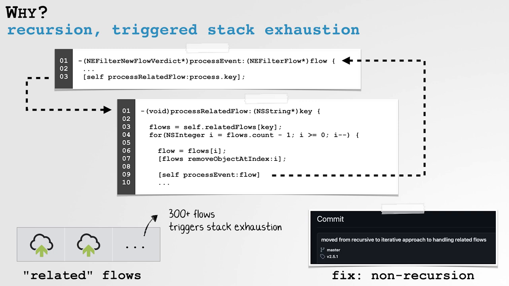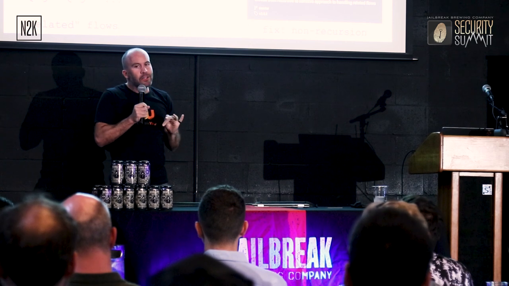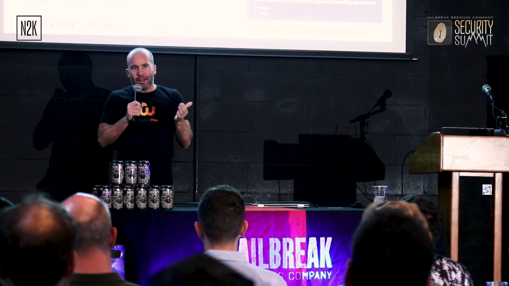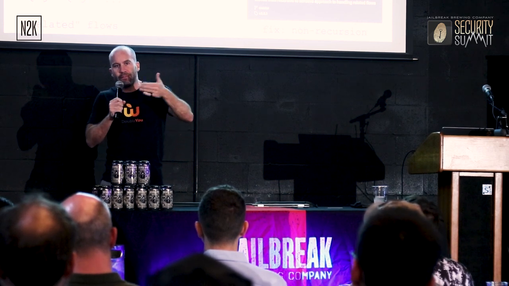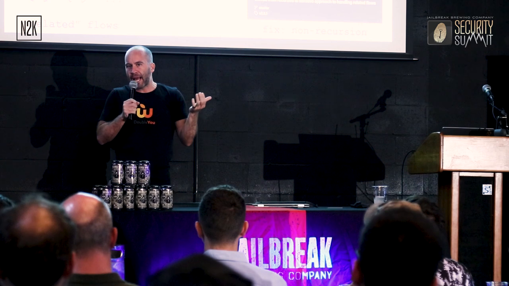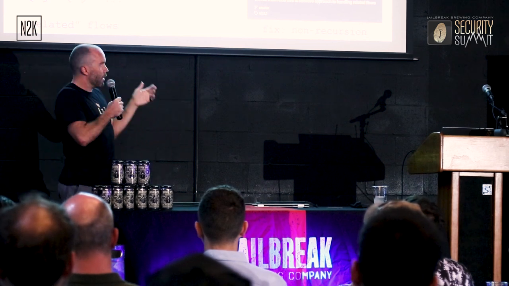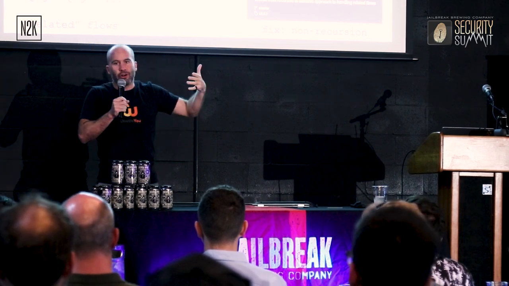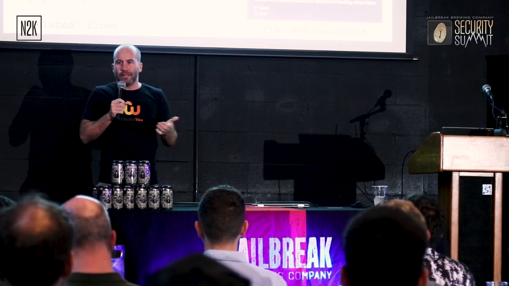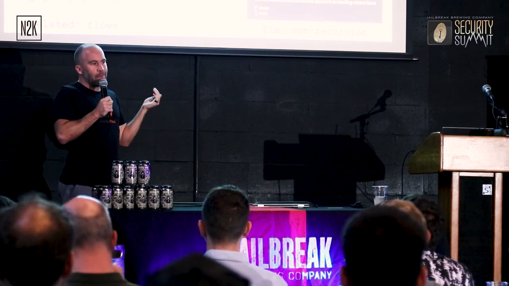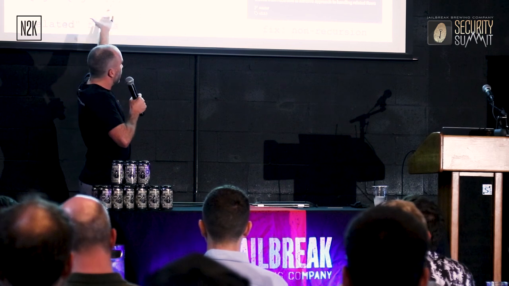It then waits for the user to say either allow or block, and then it would process the rest of those queues by recursively calling into the function. And this worked really well unless there were more than like 50 or 60 related flows. Apparently the stack on macOS is pretty short, so if you hit a few hundred recursion calls, you're going to run off the stack. As soon as I saw that crash report and saw it was a crash because of recursion, I basically knew that it was because of this.